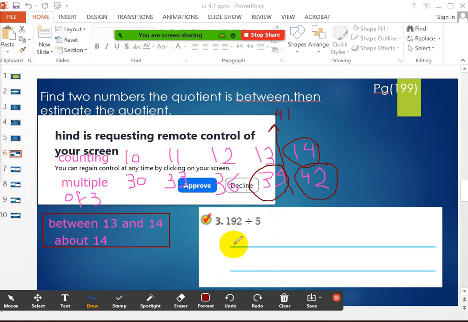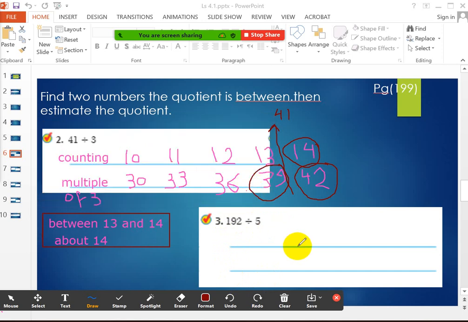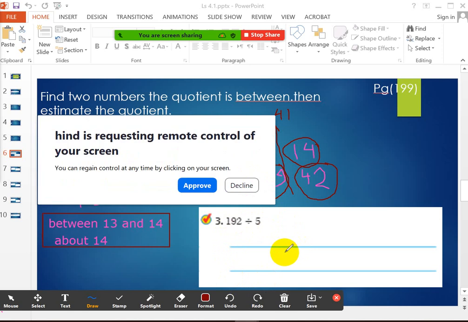Now, 192 divided on, okay, there is Hind here. Who is Hind? Please, could you please type your name in the chat?